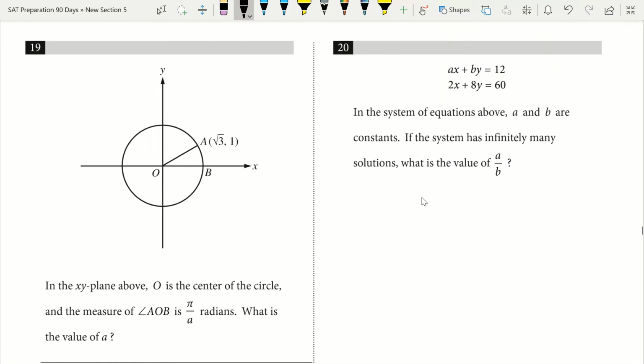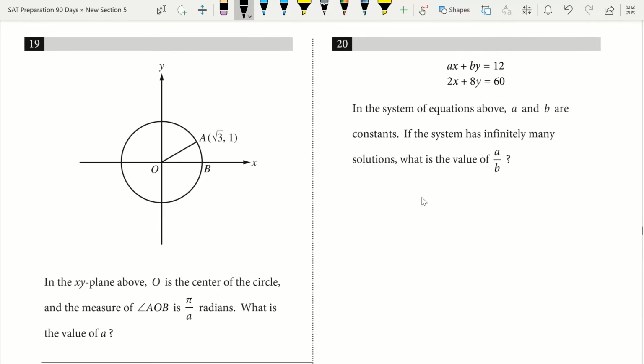All right, question 19. In the XY plane, O is the center of the circle, and measure angle AOB is pi over a radians. What is the value of a? All right, so keep in mind I'm solving for this here. I'm not solving for my value in radians or degrees. I'm solving for this a here, right? So it's pi over this a radians, okay? So I got to solve for the number of radians it is, then use that as a pi over whatever my denominator is.